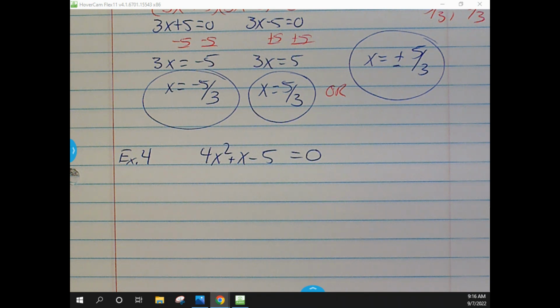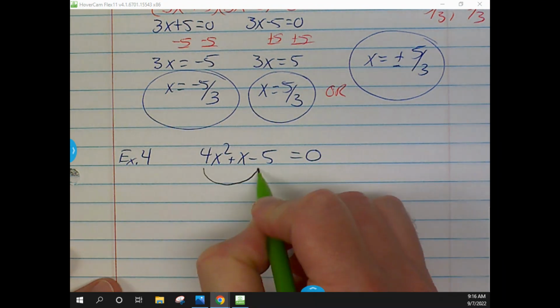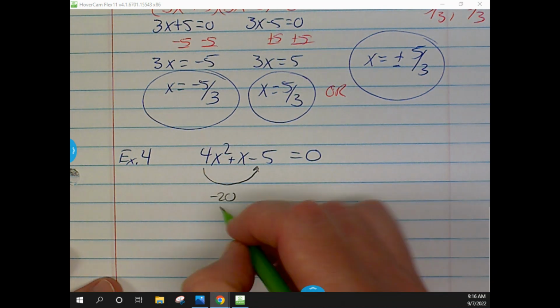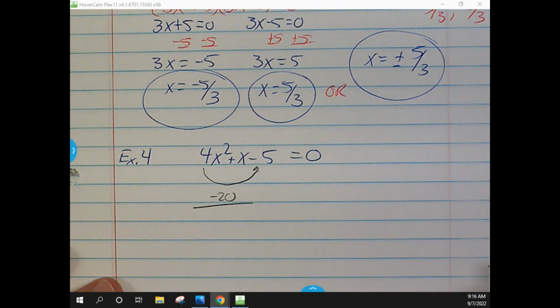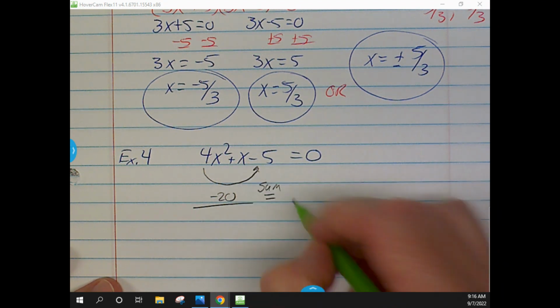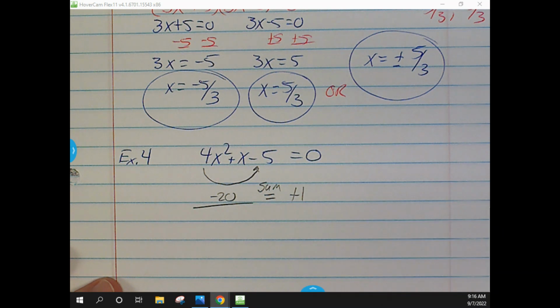Okay, 3 terms. First term is not 1. There is no greatest common factor, so there's no shortcuts on this one. We're going to have to do the bottoms up here, AC method. We're going to do 4 times negative 5, which is negative 20. And we got to find the factors of negative 20, where the sum is going to equal, in this case, positive 1.